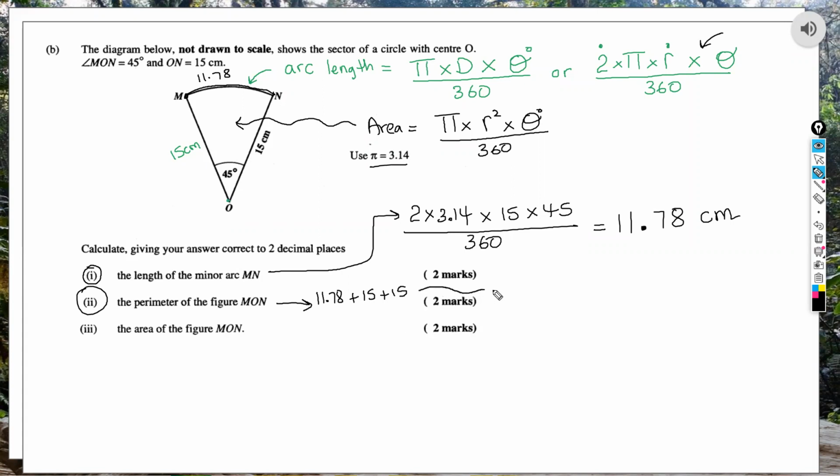As I'm running out of space here, that's going between those two things, right? So it's 11.78 plus 15 twice, and I am getting 41.78 centimeters. I'm checking through everyone. If you got 41.775, it's still correct, right?